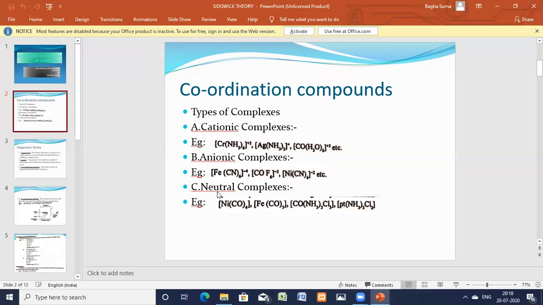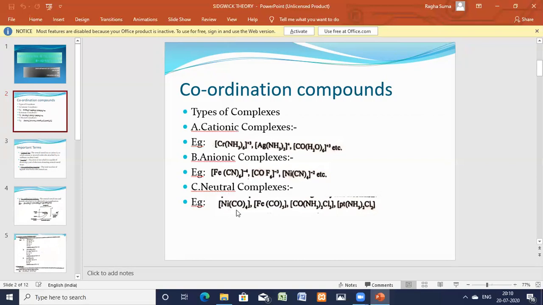Now coming to the neutral complexes. Neutral complexes are the complexes which carry zero charge. They are not ions. These are neutral compounds. If they have a charge, then it might be a cation or it might be an anion. If it is neutral, the net charge is zero.